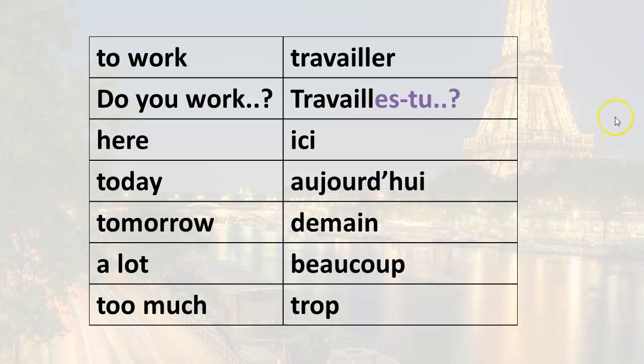Okay, and remember, in asking this question, you're asking someone that you know well. In other words, you're using the tu, which is informal, which you use with those that you know well, friends, family members.